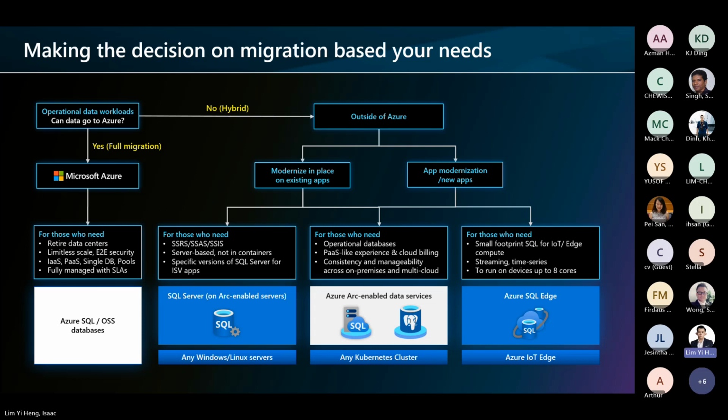So if we are making a decision on the migration based on our needs, this will be the workflow: can the operational data workloads go to Azure? Is it a yes or no? So these will be the steps when we are making the decision on migrating based on the needs.